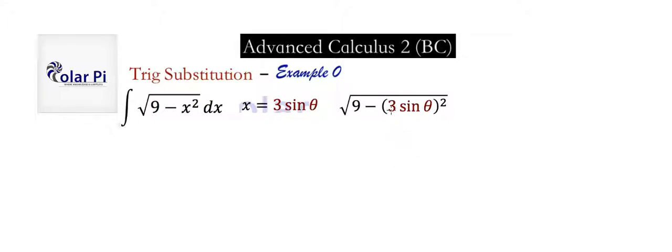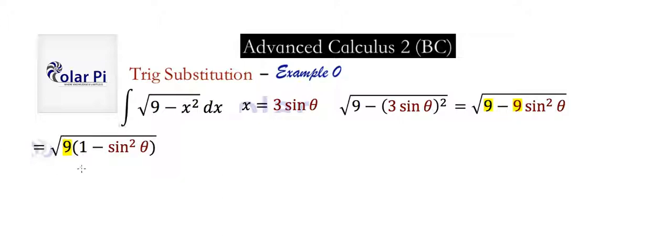Then using exponent rules in this part, we can write 3 sine theta all squared is 9 times sine squared theta. Doing that, we can write this. And so we've got a 9 here, another 9 there. How wonderful. What are we going to do? Factor out the 9, right? And once we do, look at what we'll have inside of the square root. We'll have 9 times the quantity 1 minus sine squared theta.